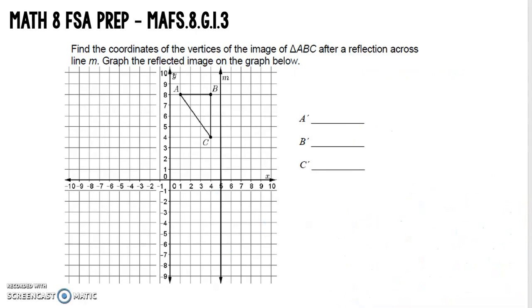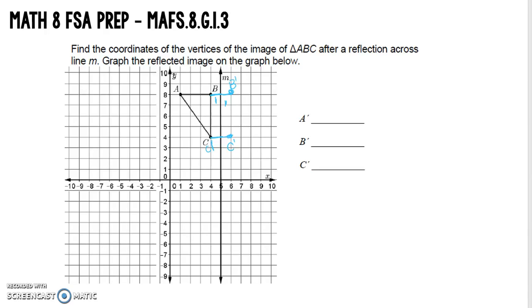All right, the last one that we're going to look at is a reflection. So when we reflect something across a line, it has to be equidistant on both sides. What that means is if I were to fold this paper along line M, ABC and its reflected version should match up perfectly. So if B is 1 unit away on the left, B prime should be 1 unit away on the right. If C is 1 unit away, C prime should also be there.